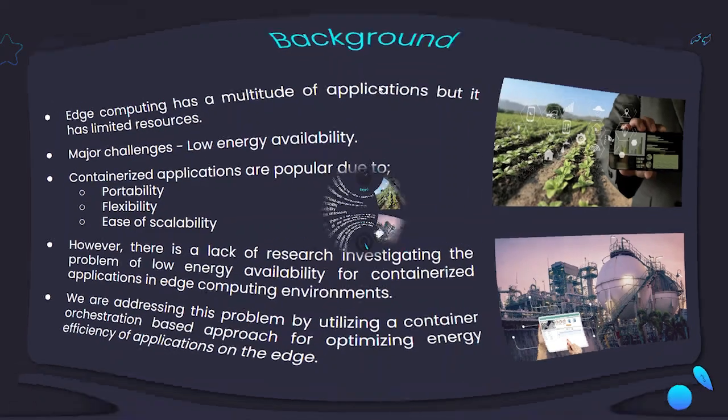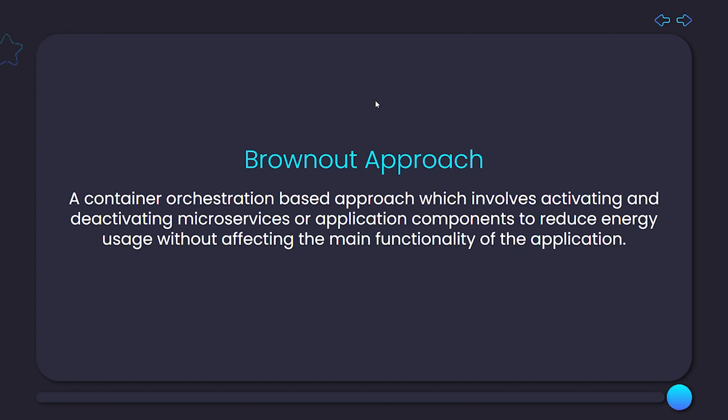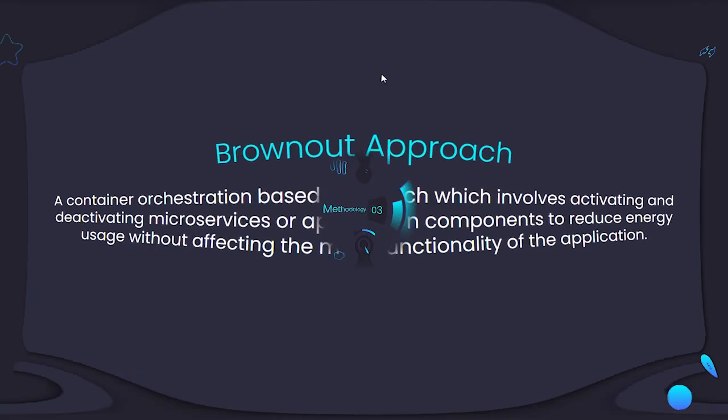The approach we are suggesting to address this problem is a brownout approach. The brownout approach we adopted is a container orchestration-based technique that selectively activates and deactivates microservices to reduce energy consumption without impacting the main functionality of applications. In a microservice architecture, applications will consist of both mandatory and optional services. Using the brownout approach, we can deactivate optional services that do not need to run continuously, saving energy.